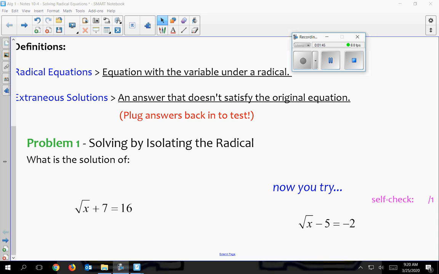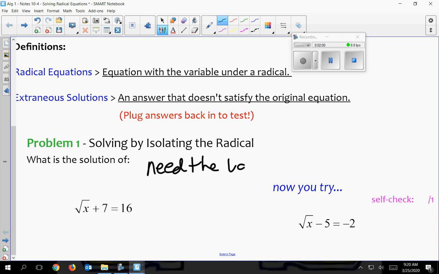Okay. First thing we're going to do in problem number 1 is solving by isolating the radical. Isolate means get it by itself. So we need to isolate the variable first. Okay. So in this case, for this question, I'm going to have to subtract 7 from both sides. I'm going to get the square root of x equals 9. Okay. And then we have a second step.